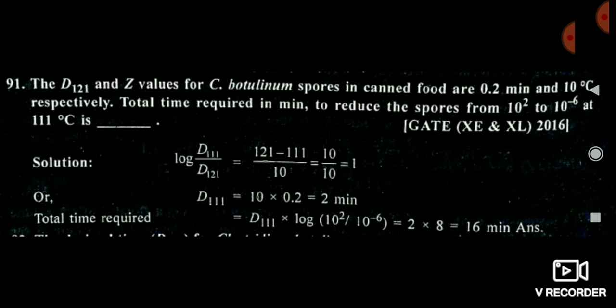You simply use the equation, that is log base 10 d2 by d1 is equal to T1 minus T2 by 10. Means friends, you once again see here the location of d111 divided by d121, means log base 10 d111 divided by d121 is equal to 121 minus 111.